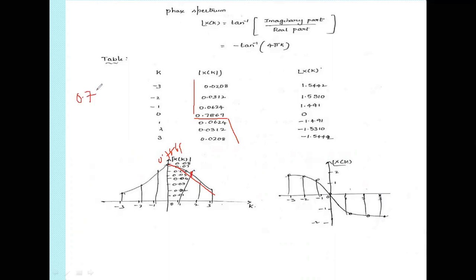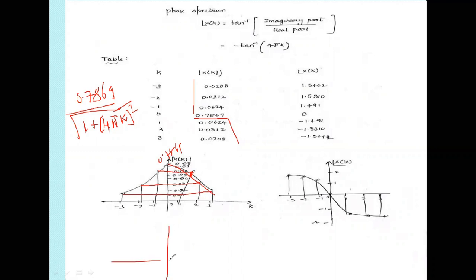So it is 0.7869 divided by the square root of 1 plus (4πk) whole squared. If I take k equal to 0, it becomes 0.7869. For k equal to 1, with 4π whole squared, simplify this and you get 0.0624, and slowly it decreases. In the symmetric case, the same value is obtained at k equal to -1, and +1, +2 and -2, +3 and -3 also have the same values. So the plot of the graph goes towards negative values here and positive values here. Gradually it decreases from 0 to some values at 3, and from 0 to -3 also.